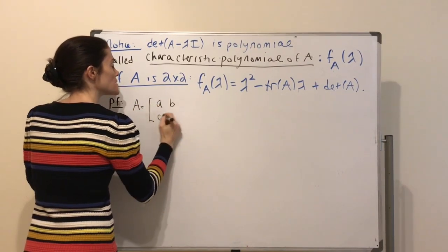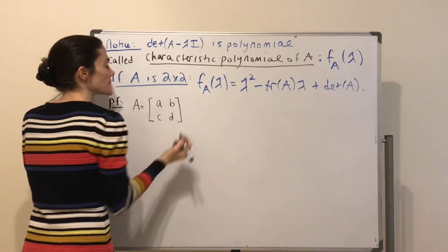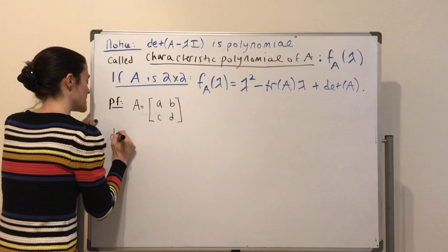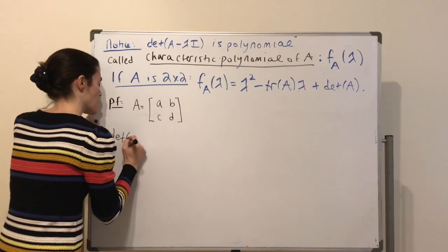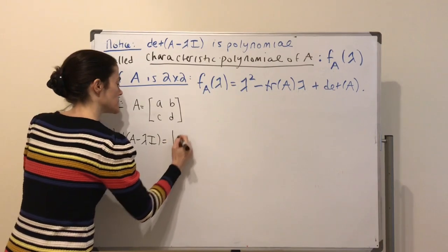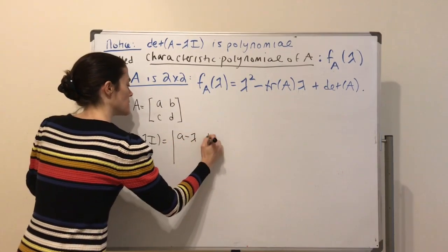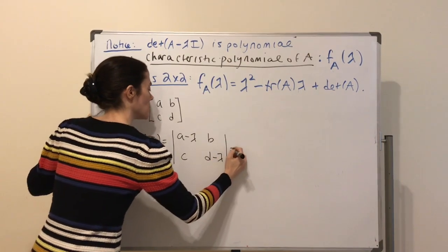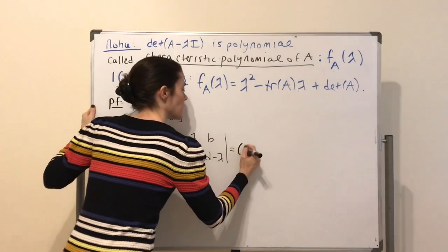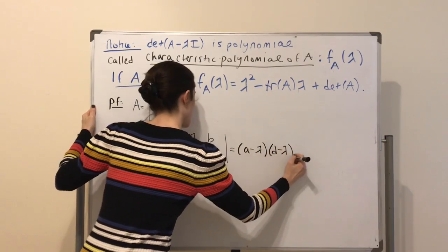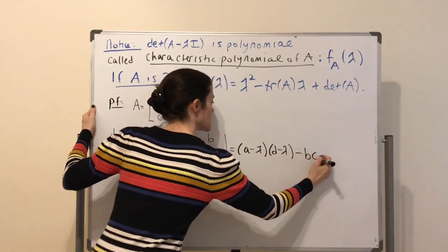Let's prove this for 2 by 2. Here we go. Well, the determinant of A minus lambda I is this: A minus lambda, B, C, D minus lambda, which is (A minus lambda)(D minus lambda) minus BC.